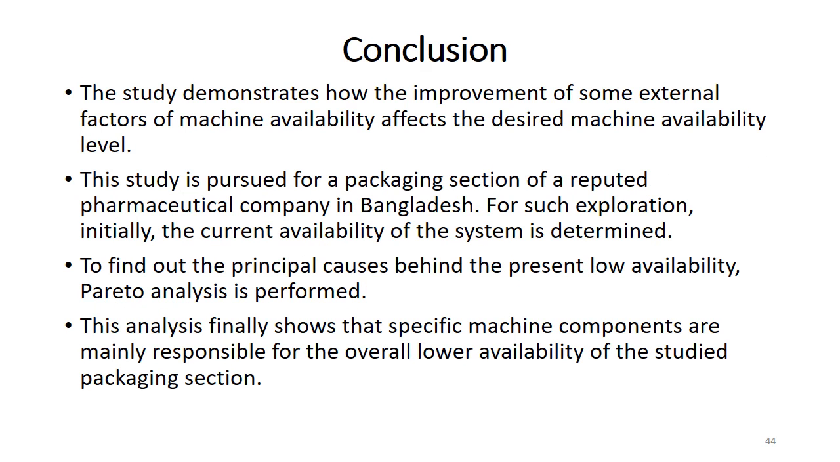The conclusion. The study demonstrates the relationship between the external factors and the desired machine availability. We determined the current availability of the system, and then we performed a Pareto analysis to find out the principal causes behind the present low availability. Also, this analysis showed that specific machine components were mainly responsible for the overall lower availability of the studied packaging section.